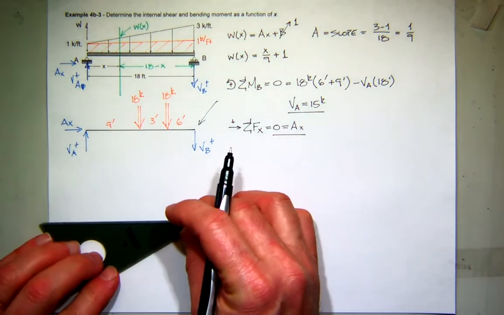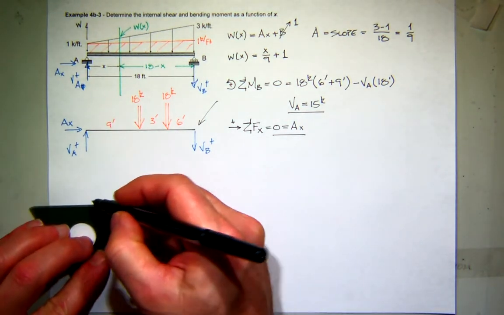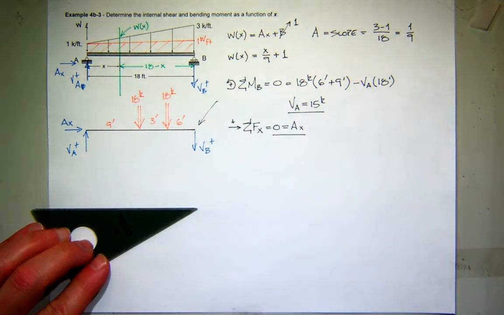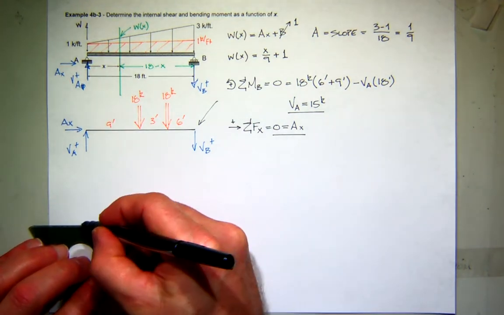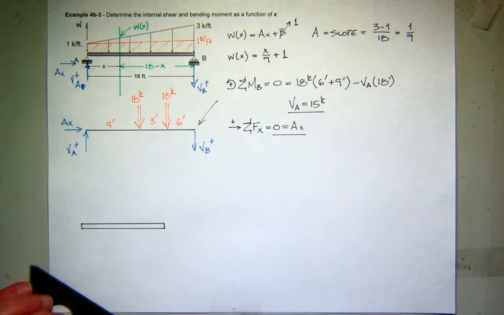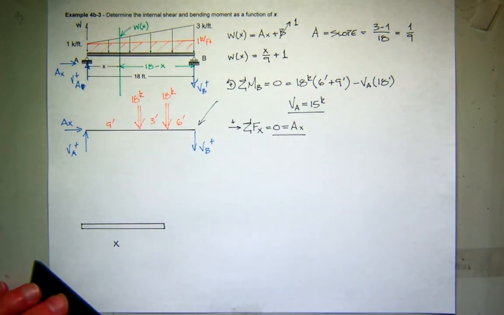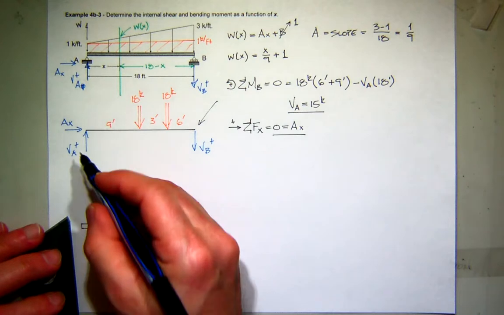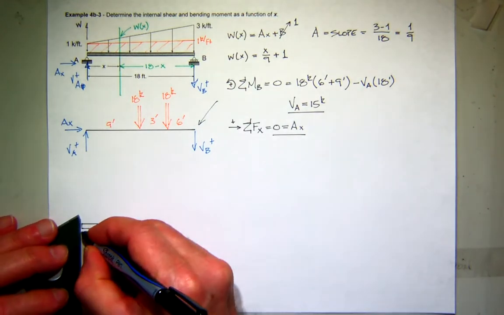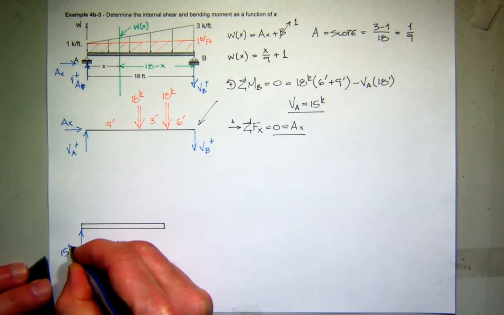So let's do that. And I'll draw it a little bit bigger. Let me think about this for a second. Just so I'll have some room so you can visualize it. So this would be at some distance x. And I have my shear at A, which I solved for, equal to 15 kips.